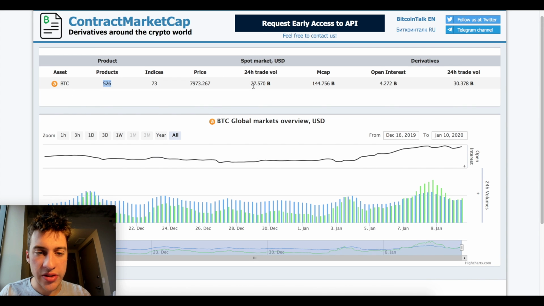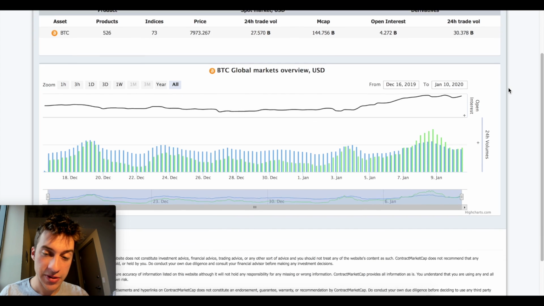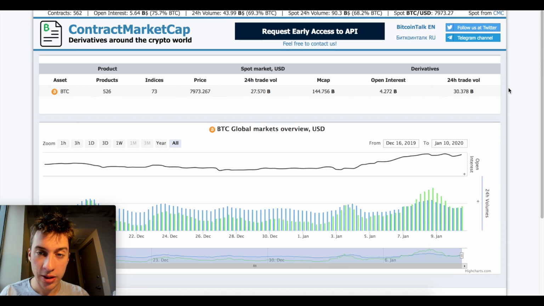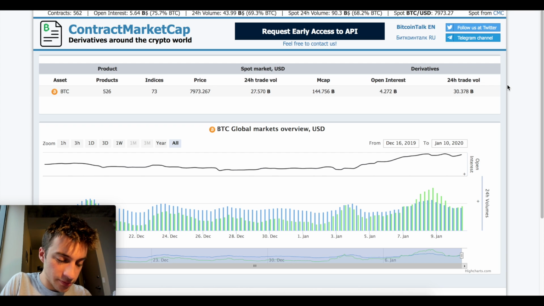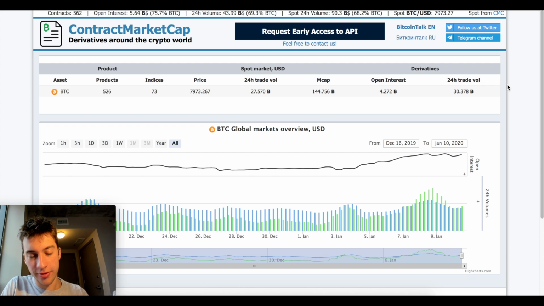526 products. We can see the total spot traded volume. I can also see the total 24-hour traded volume in derivative platforms is $30 billion. So this is not your everyday farmer's market. This is an international, global traded instrument. Okay? This is something that we can look at, and it's updated every 5 minutes.